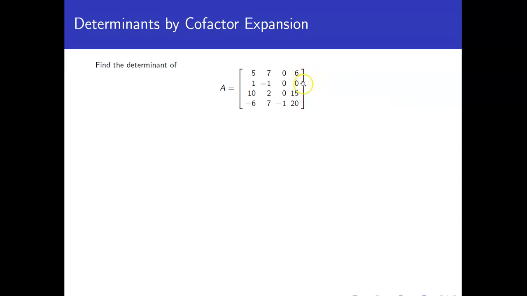In particular, look at this third column. This third column has 3 zeros and a -1. So we're going to do what's called cofactor expansion. We're going to expand along this column and create a new set of determinants to compute that will also be equal to the determinant of the matrix that we're given.